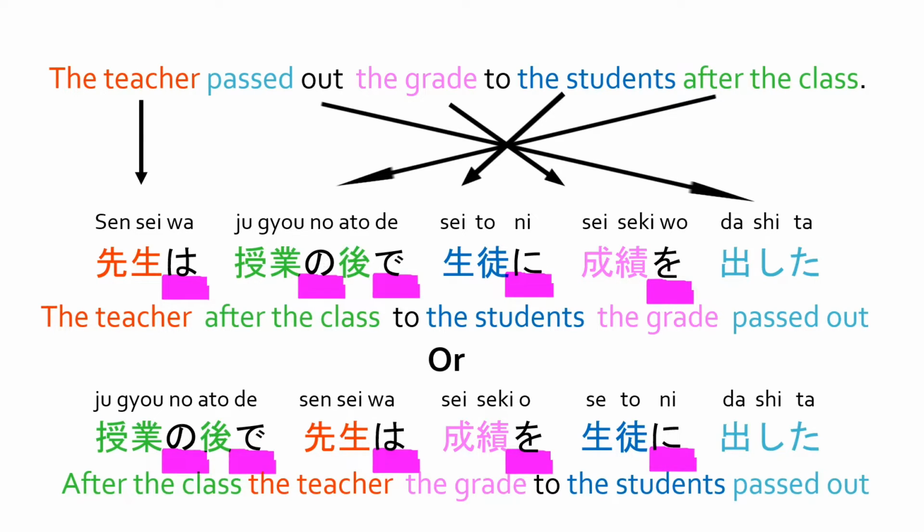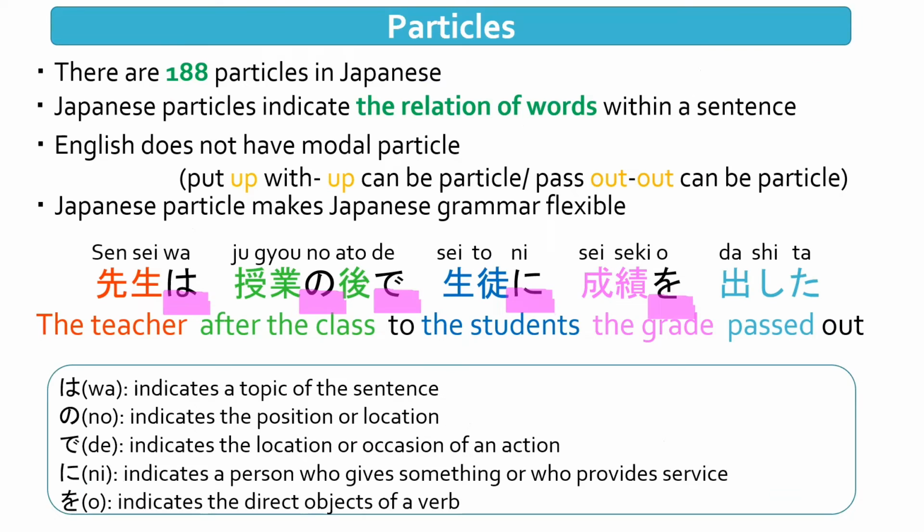these particles above the pink underline. Now I will talk about Japanese particles. There are 188 particles in Japanese, and each particle indicates the relation of words within a sentence. There are exceptions, but English basically does not have modal particles.